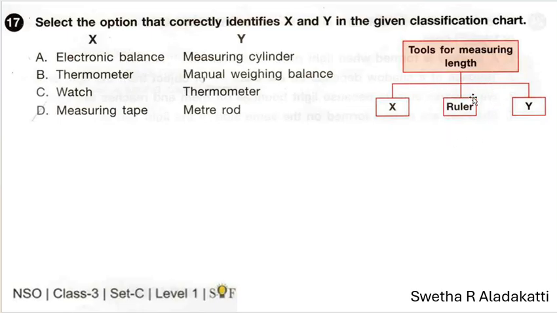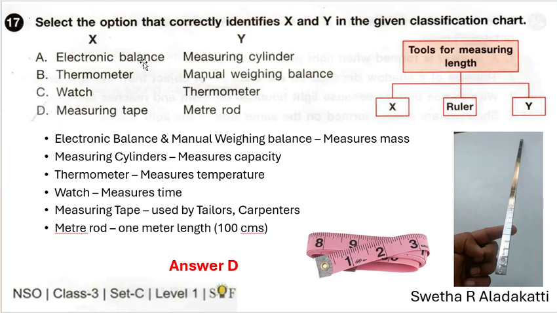A ruler is one of the instruments for measuring length. Let's see the answer. A: electronic balance measures masses. Measuring cylinder measures capacity. Thermometer measures temperature. Manual weighing balance measures masses. Electronic and manual weighing balance measure masses. Watch measures time. Thermometer measures temperature.